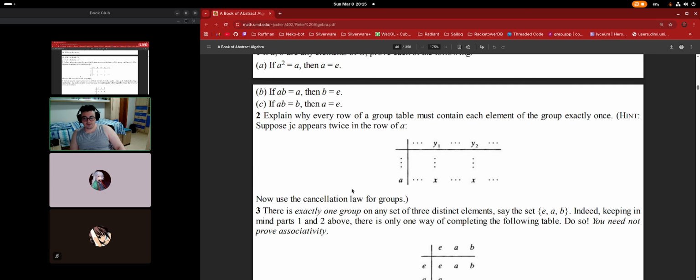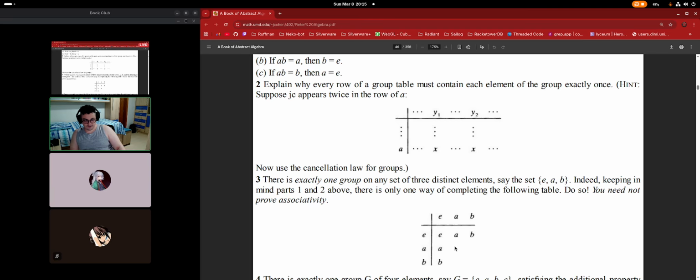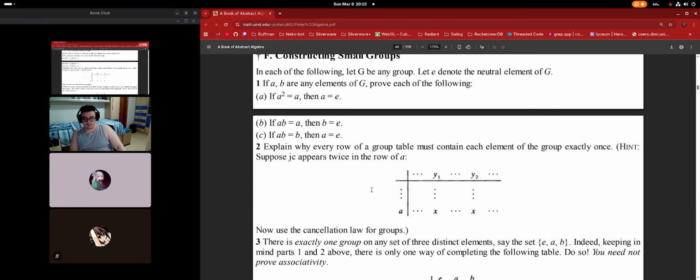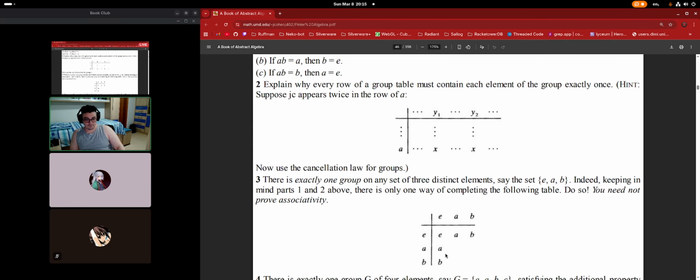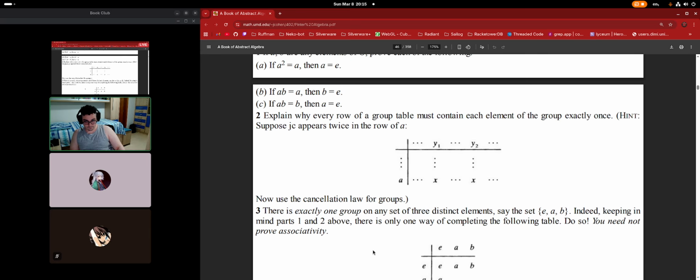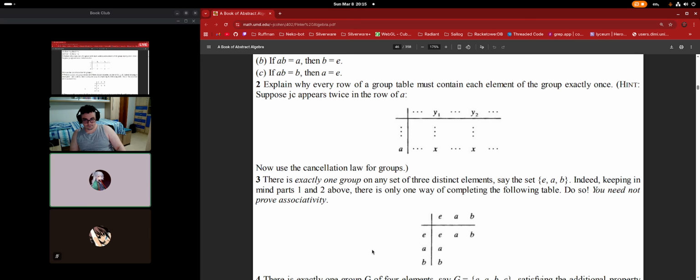No, but let's backtrack a little bit. What are you going to put in the AA case? B, I'm going to put B in the AA case. Why? Because this is isomorphic to addition modulo 3, and 1 plus 1 equals 2.